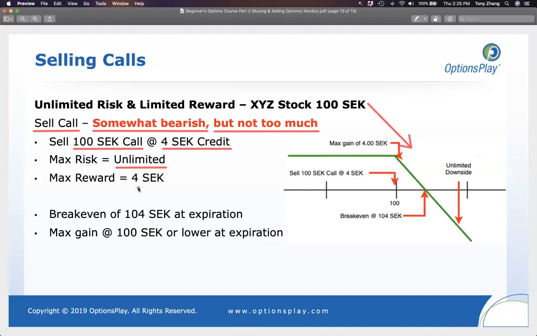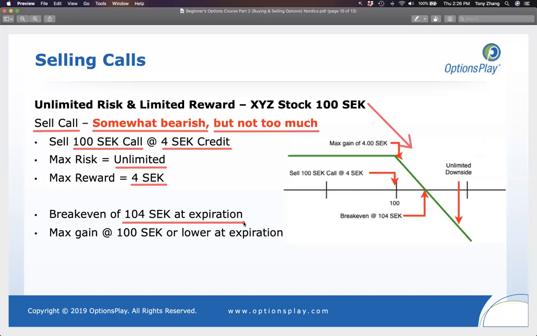But here we're just talking about the fundamental building blocks, because buying calls, buying puts, selling puts are the strategies that make up all option strategies. So it's just important that you understand each one first before we dive into how you practically apply these to your portfolio. Lastly, your max reward here is just 4 crowns, like we said, and your break-even price here is at 104. So you get a little bit of that buffer, right?